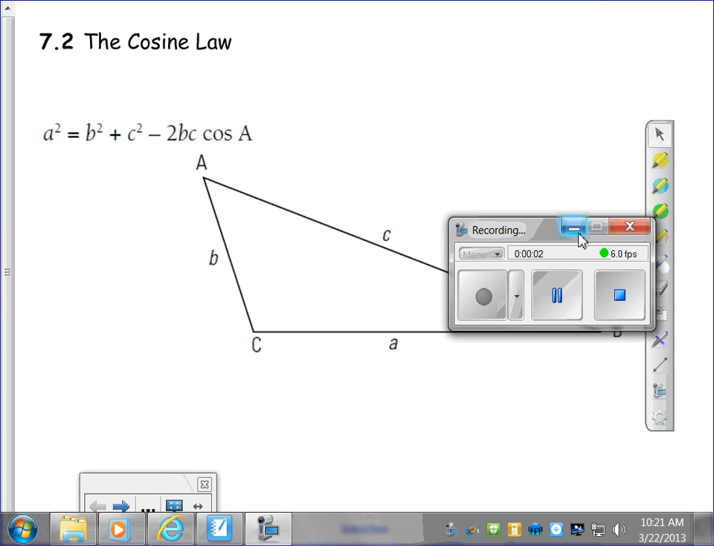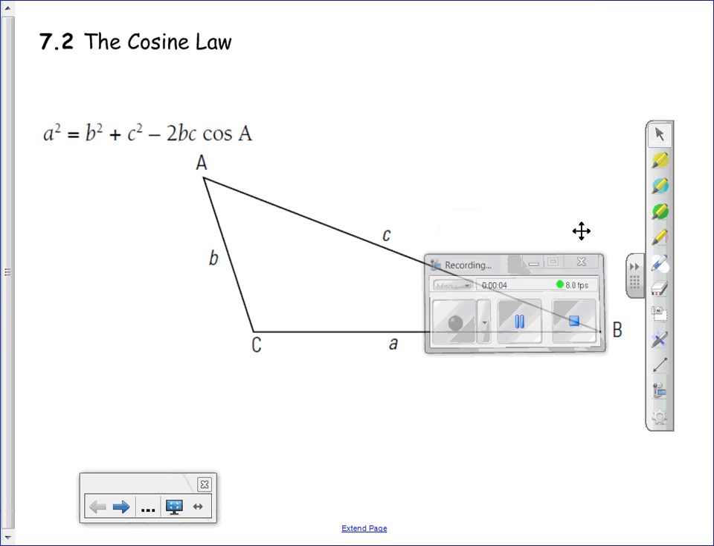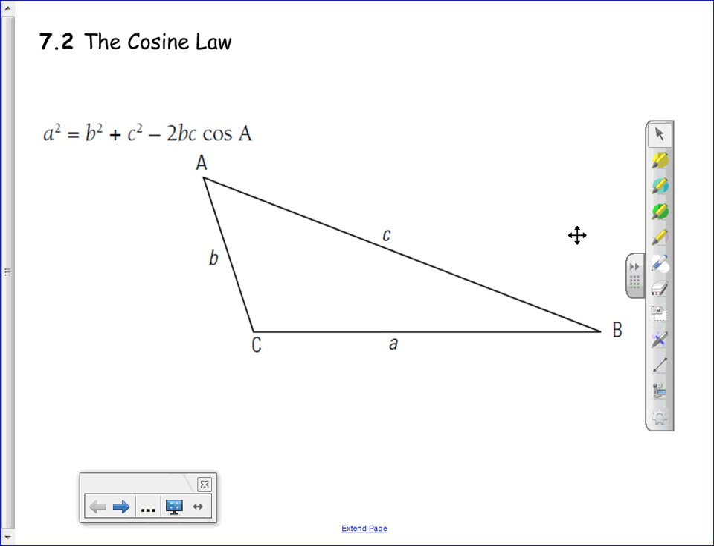Well, in 7.1, using the sine law, we found that we could use that whenever we're given a side and the angle opposite it. Sometimes we're not given that information. And that leads us to a second law, which is called the cosine law. It looks a little bit more complicated, but really it's the same type of tool where we can carefully identify what we have or what we're missing, and then use this relationship to solve different problems.